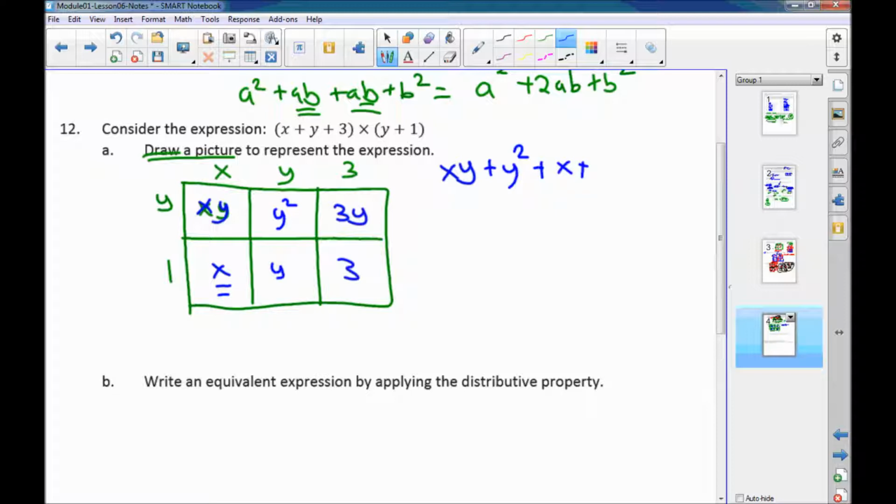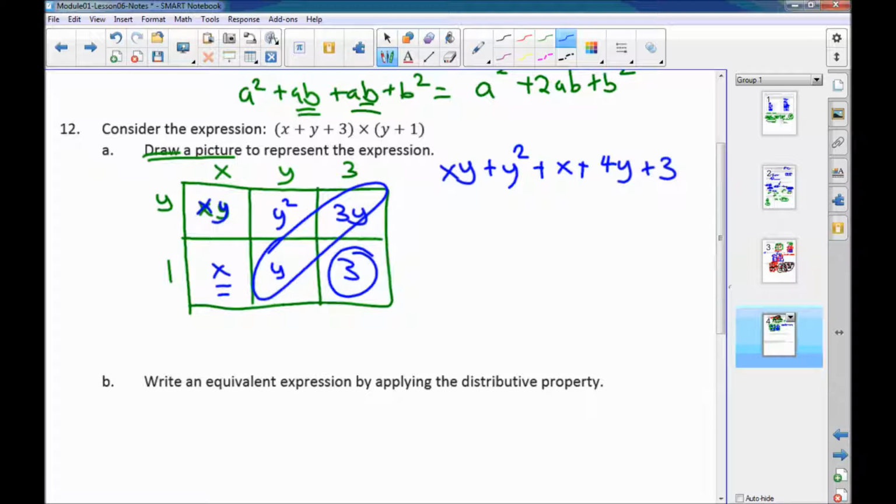X plus, ooh, and I was wrong, there are some like terms here. 3y and y will add up to 4y. And then we have this last 3 coming down, okay? So we end up with xy plus y squared plus x plus 4y plus 3, all right?